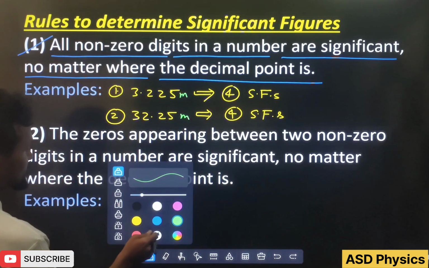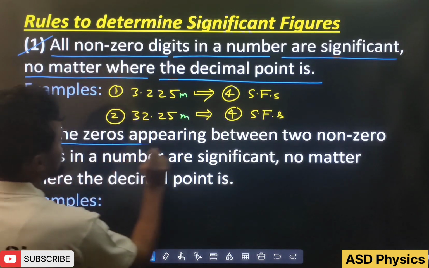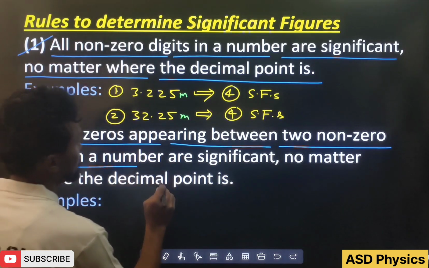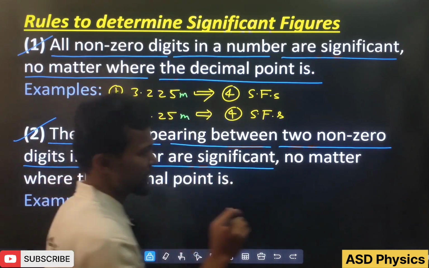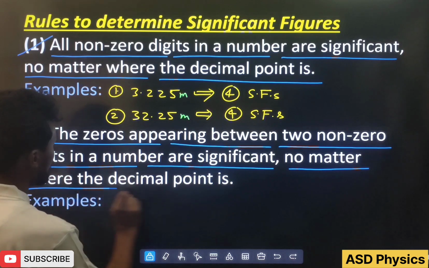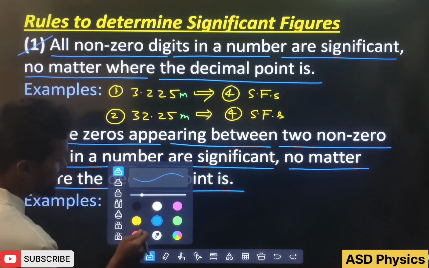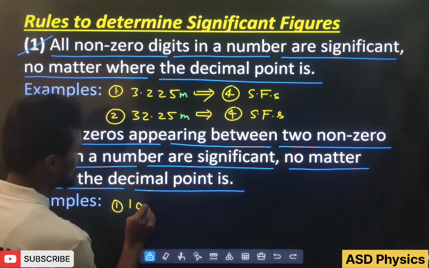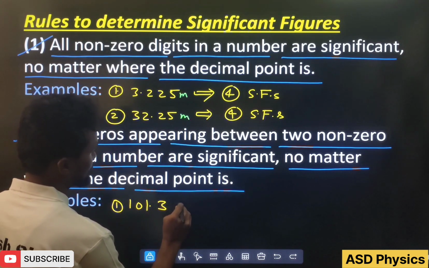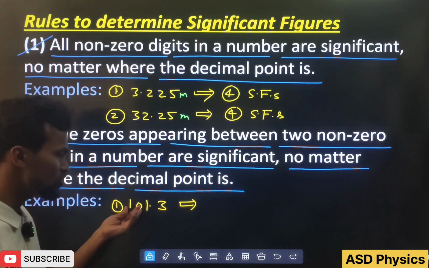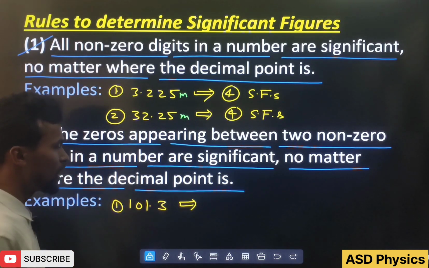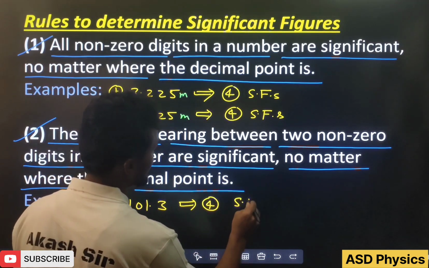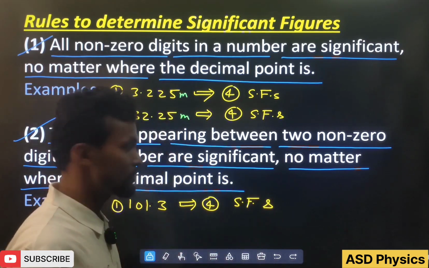After that students, the second one: the zeros appearing between 2 non-zero digits in a number are significant, no matter where the decimal point is. So for example, let's take 101.3. Here you can see very well this 0 is coming between 2 non-zero digits, so all are significant, 1, 2, 3, 4. So students here 4 significant figures are there.